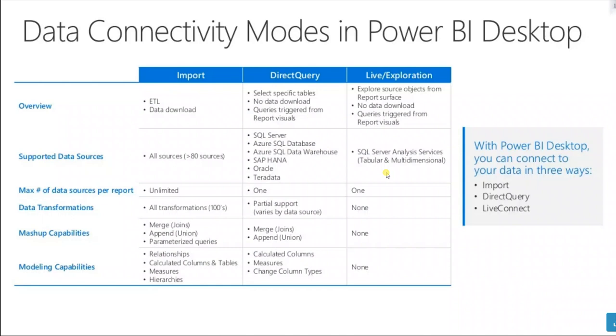So as a modeling capabilities on the import options, like you will have relationships, calculated columns and tables, measures, hierarchies, and in direct query, you can have calculated columns, measures, change column types. So data transformations for import has been supported. In direct query, like only partial support is done. Varies by data source.